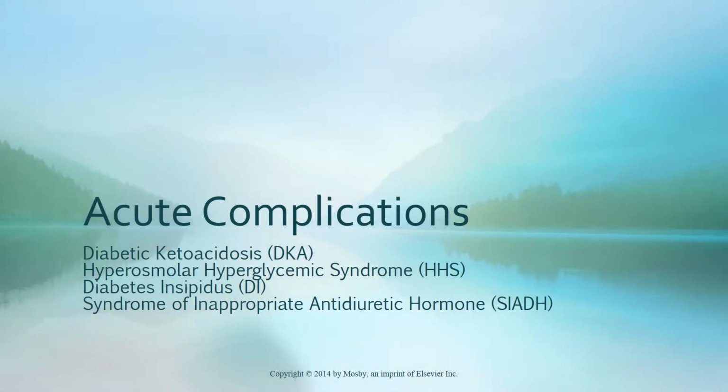Okay, we're going to talk about the endocrine system for week 4. Under this category, we're going to talk about the complicated ones, which is DKA, known as diabetic ketoacidosis. We're going to cover HHS, which is your hyperosmolar hyperglycemic syndrome, diabetes insipidus, also known as DI, and syndrome of inappropriate anti-diuretic hormone, which is also known as SIADH.